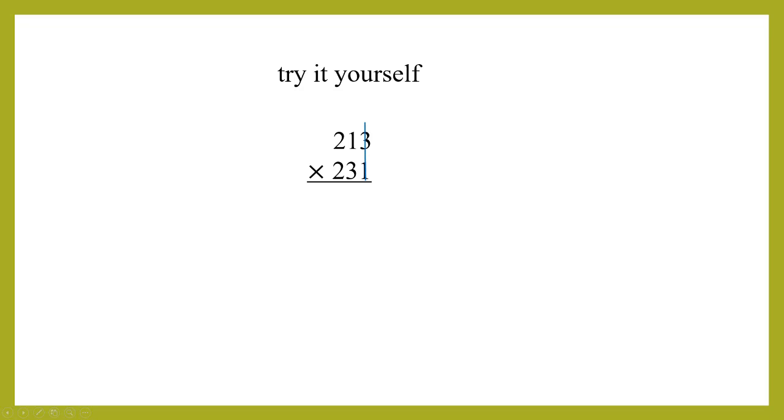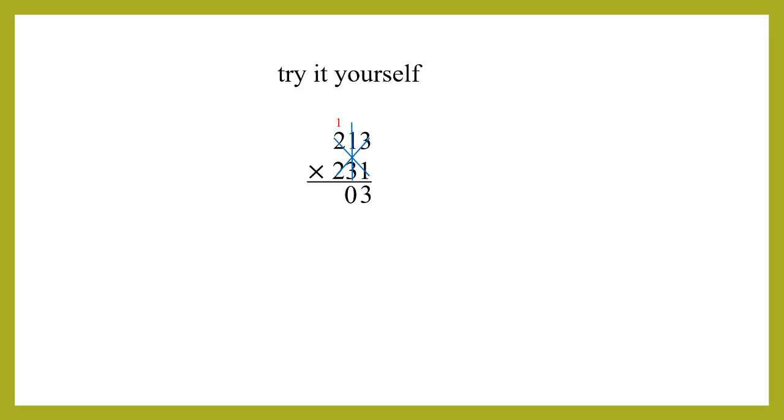First, ones. 1 times 3 is 3. Second, tens. 1 times 1 plus 3 times 3, so that's 1 and 9 makes 10. 0, regroup 1. Next, we want hundreds. We're going to take tens times tens, 1 times hundreds, hundreds times ones.